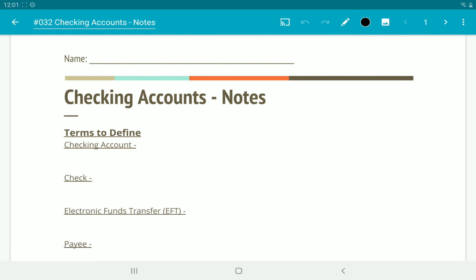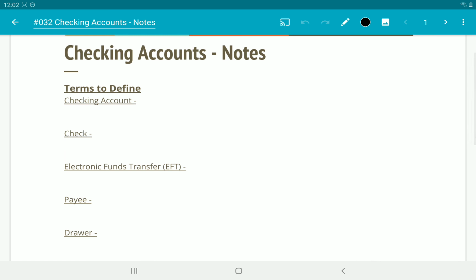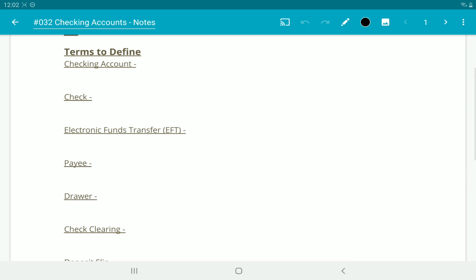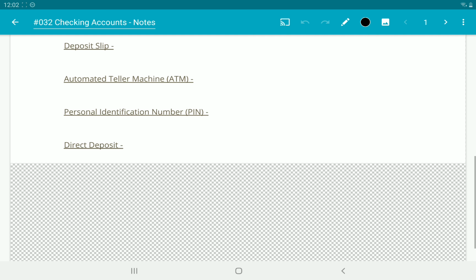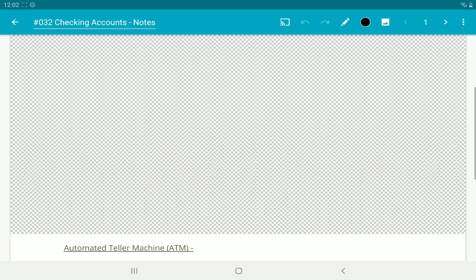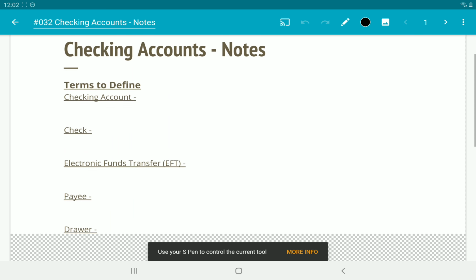So today we're going to be looking at checking accounts and some different terms and things that go along with working with checking accounts. So first we're going to start off by defining a bunch of terms. I'm going to post a picture or upload a PDF of the term definitions, but I'm going to go ahead and kind of go through and read them real quick.